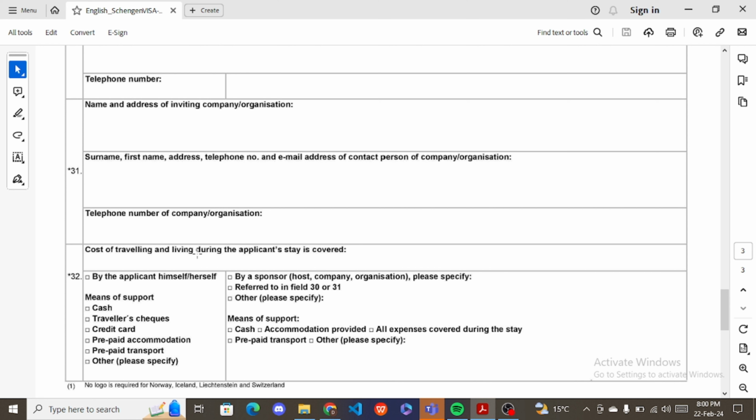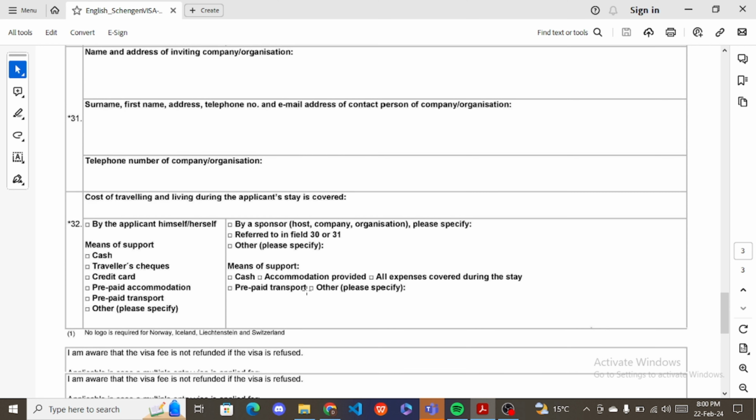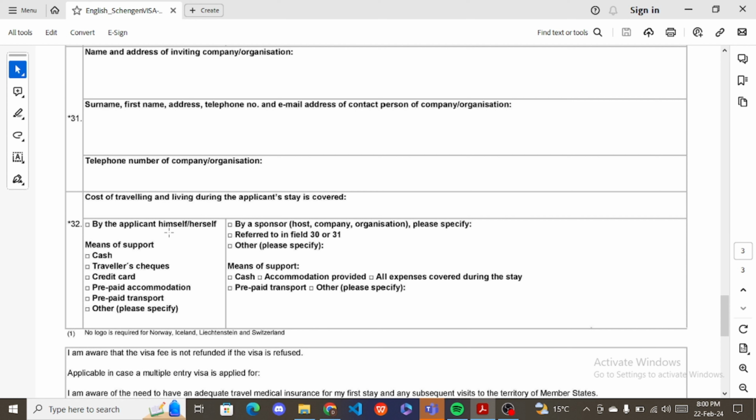Cost of traveling and living during the applicant stay is covered. Now, this is a new section. By the applicant: if you're sponsoring yourself, by the applicant himself or herself, then please tick this. Means of support. How are you sponsoring yourself?